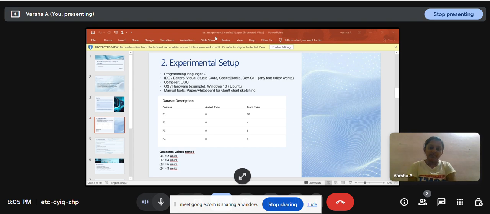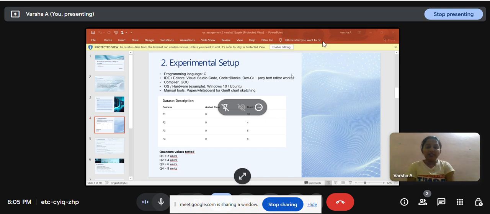Next, we have the experimental setup. For the experimental setup, we are using the programming language C. The compiler is GCC, and the editors are Visual Studio, Dev C++, or Code Blocks. The OS is Windows 10 or Ubuntu.